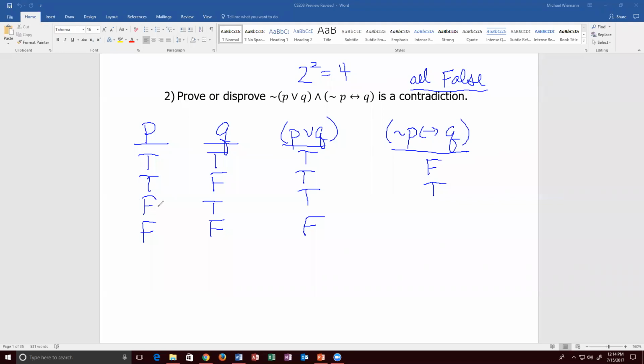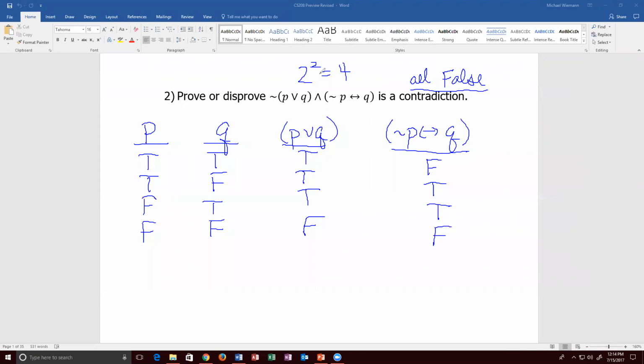Negation of false is true. Notice now they're the same because negation of false is true. If and only if true, they're the same, becomes true. Negation of false is a true, so now they're different. I end up with false.